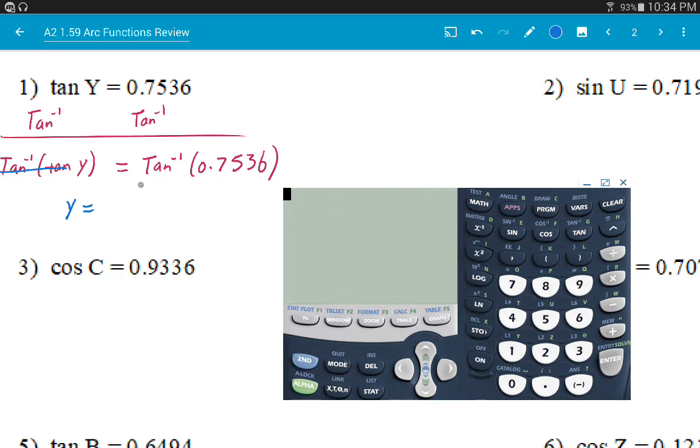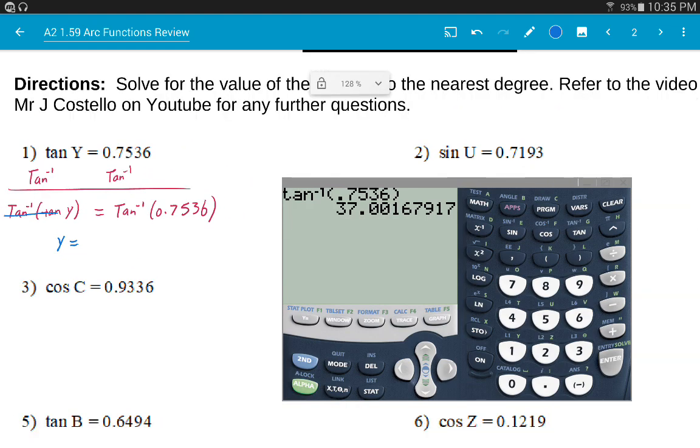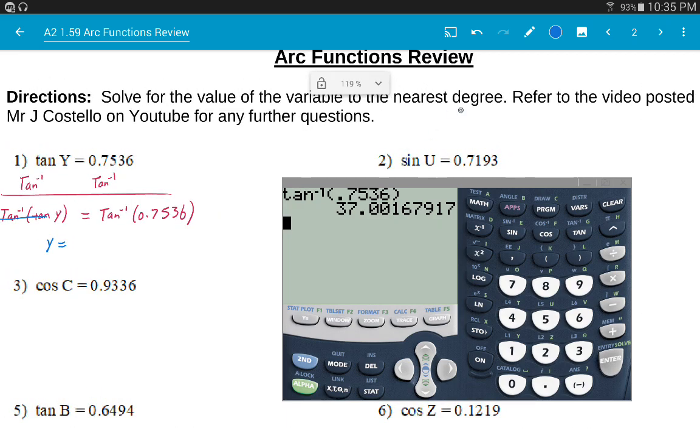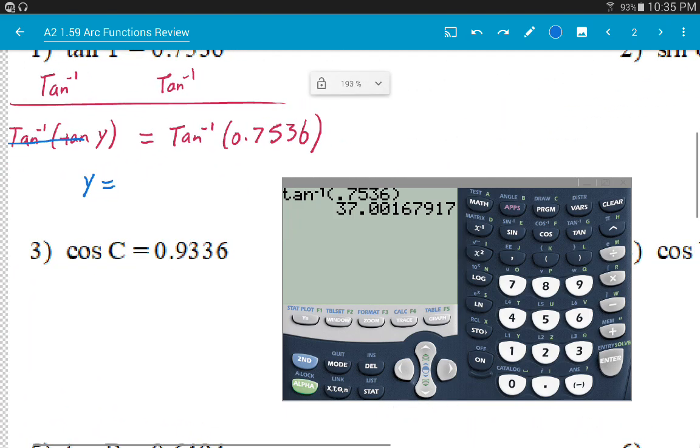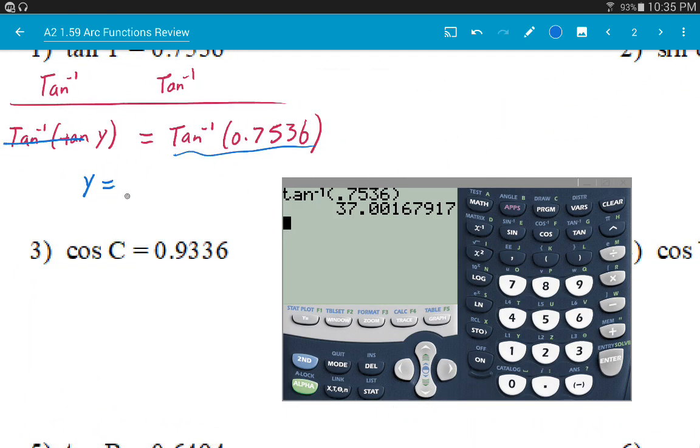Now what I want to do is the tangent inverse, arctangent, of 0.7536. So second tangent brings up arctan of 0.7536, and then press enter, and it tells me 37.001, etc. degrees. Now, let me see if the instructions say anything about rounding to the nearest degree. So that's whole numbers. So the answer to this one, based on what I've plugged into the calculator, is y equals 37 degrees.